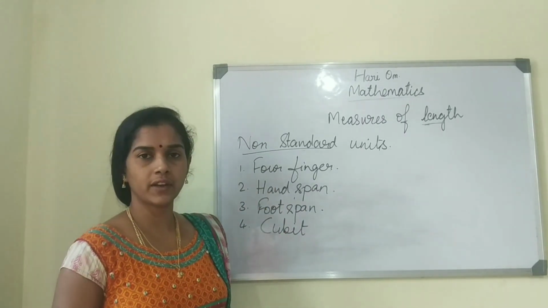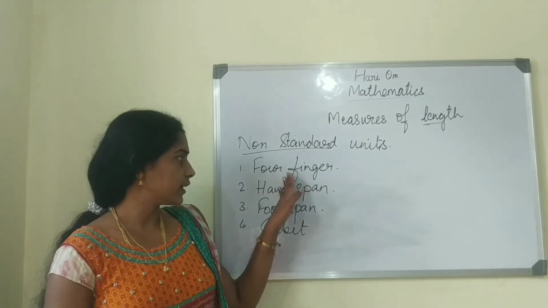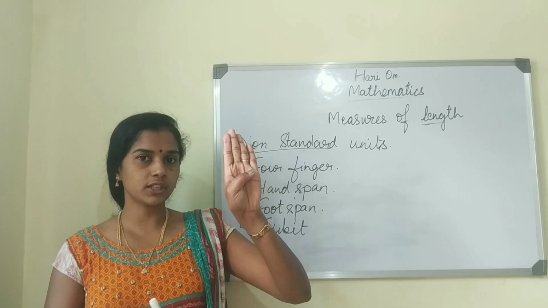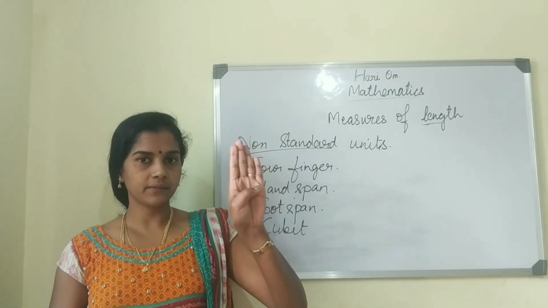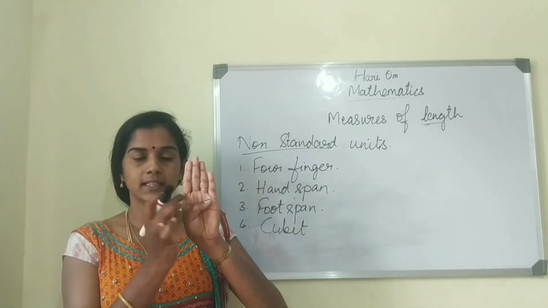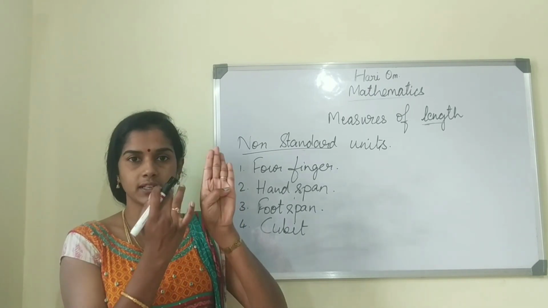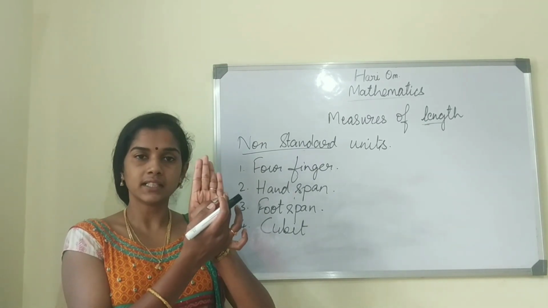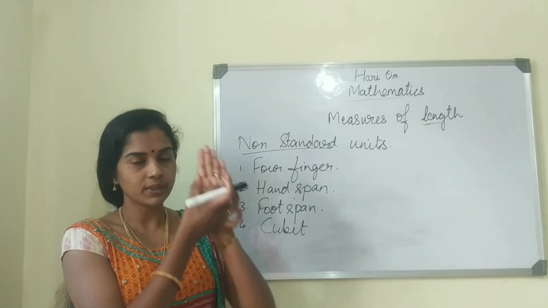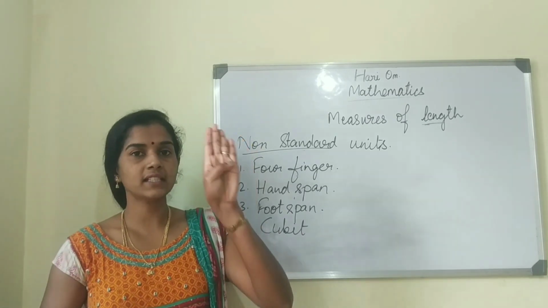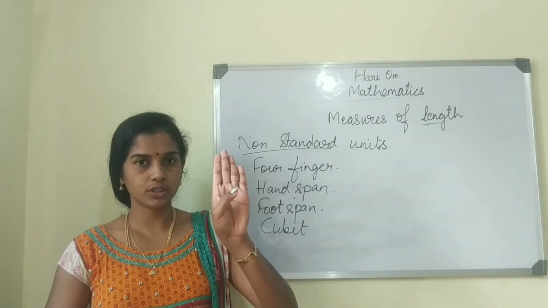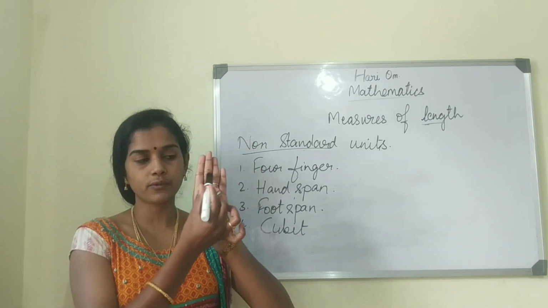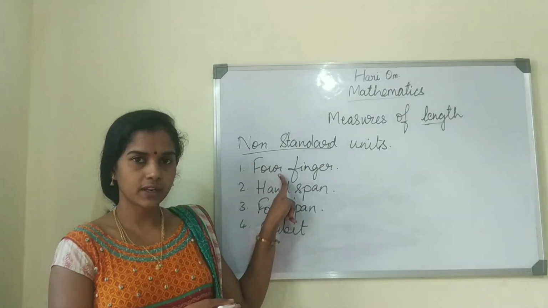What is forefinger? In forefinger, we fold the thumb finger. Hold your hands like this, children. If we hold our hands like this, the distance between these four fingers, from the index finger till the little finger, is called forefinger. Understood children? We have folded our thumb finger and the distance between these four fingers is called forefinger.